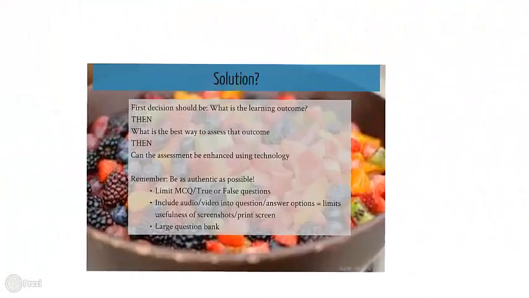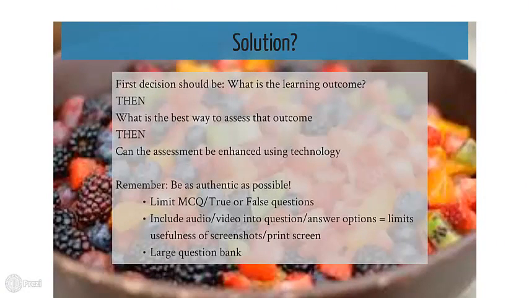So finally, I think what I want to say is that a solution could be making a fruit salad, so just combining the two. And the first decision should be, what is the learning outcome? Always, that is what the first decision should be. Then, what is the best way to assess that outcome? And then in terms of e-assessment, saying, can the assessment be enhanced using technology? And if the answer is no, then leave it. Continue using your paper and pen. Continue using your face-to-face direct observation assessments if that's what's needed.